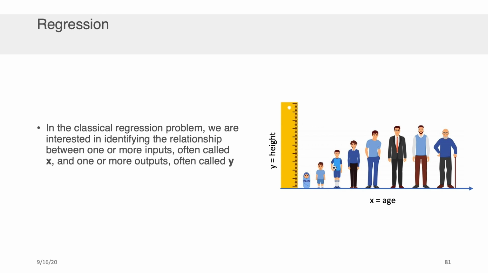Now, to set the stage, let's think about the classical regression problem. We're interested in identifying a relationship between one or more inputs, we often refer to as X, and one or more outputs, we often refer to as Y. So let's say that we have a very simple example where we're interested in, given the age of a person, predicting something about the height of that person.